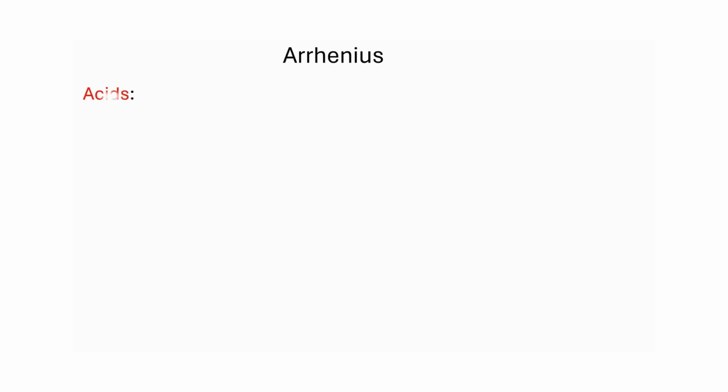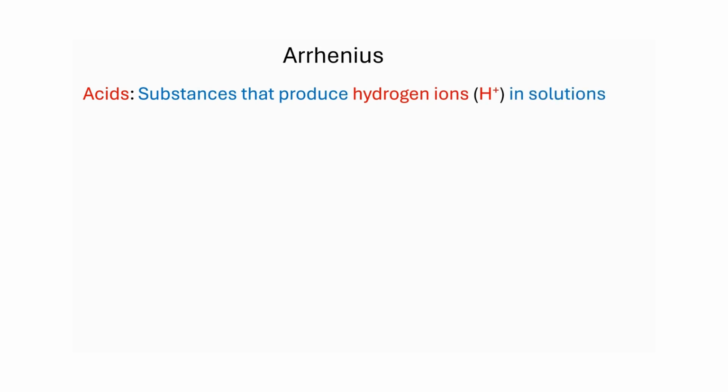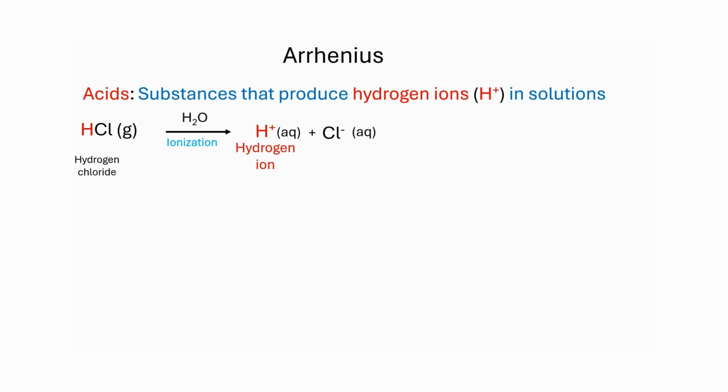and according to Arrhenius, acids are defined as substances that produce hydrogen ions, or H+, in solutions. For example, if you take HCl gas, which is hydrogen chloride, and place that in water, through a process referred to as ionization, it would separate into H+, which is hydrogen ion, plus Cl-, which is referred to as chloride ion.